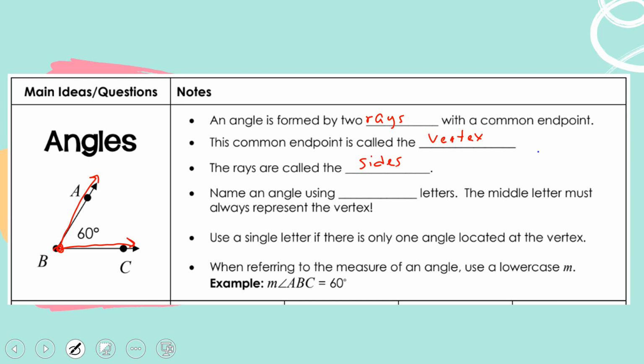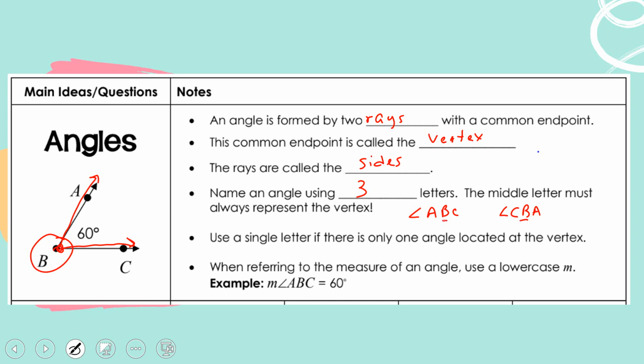And we're going to name it generally using three letters. The middle letter always represents the vertex. If there's not three letters, we would just use the one in the middle, the vertex. So for example, this we would call angle ABC, or angle CBA. But the middle letter is always our vertex.